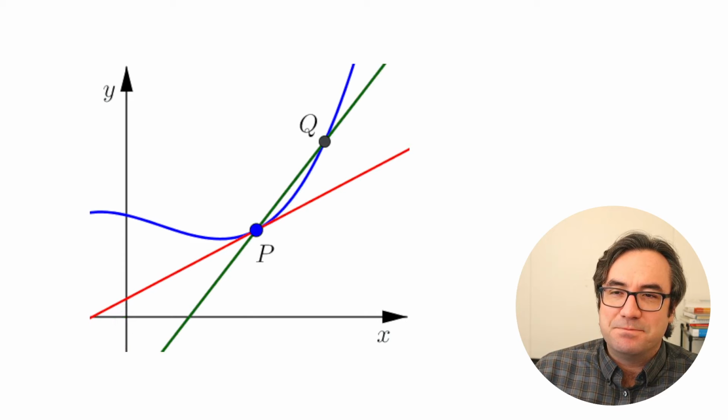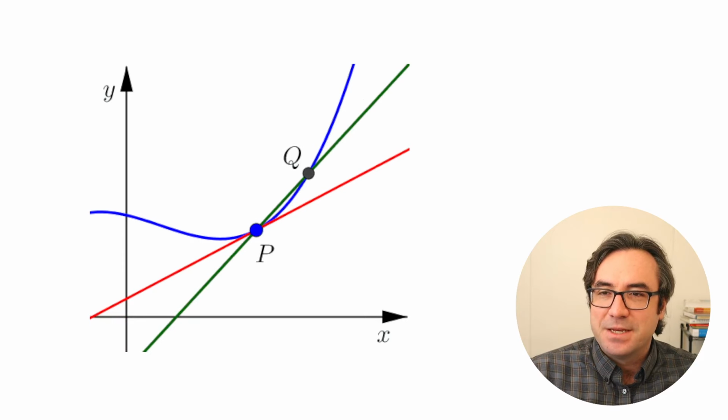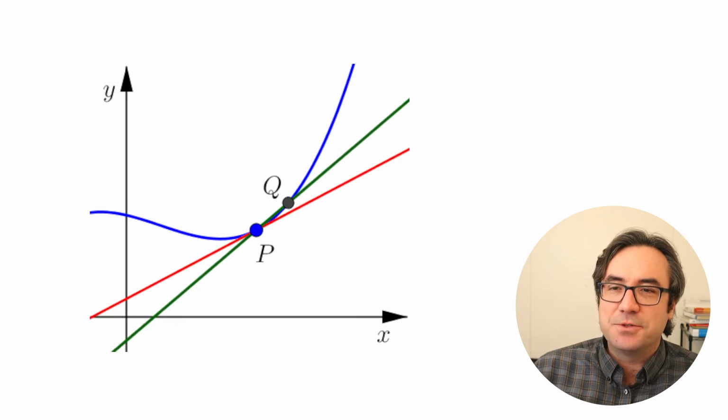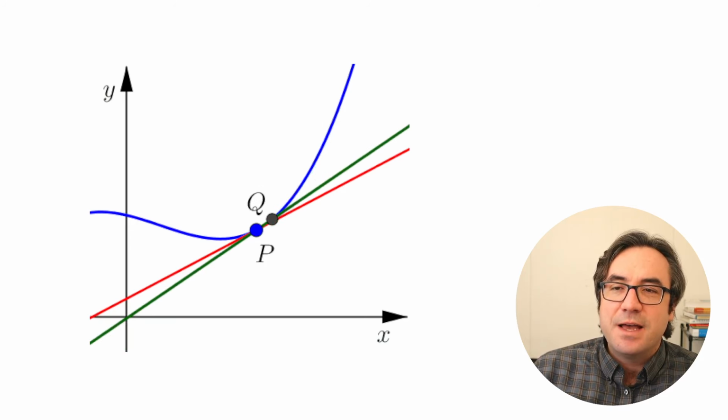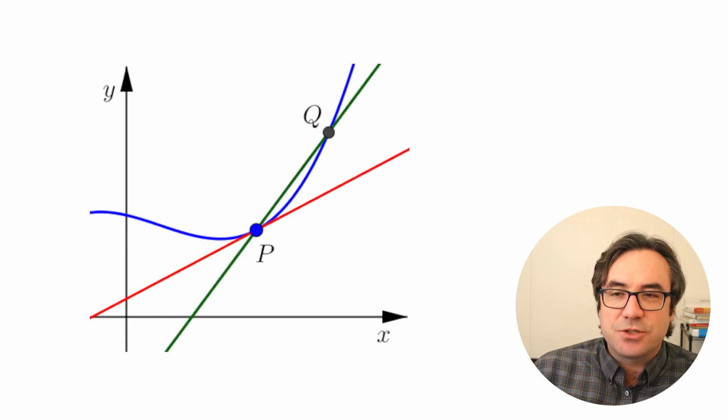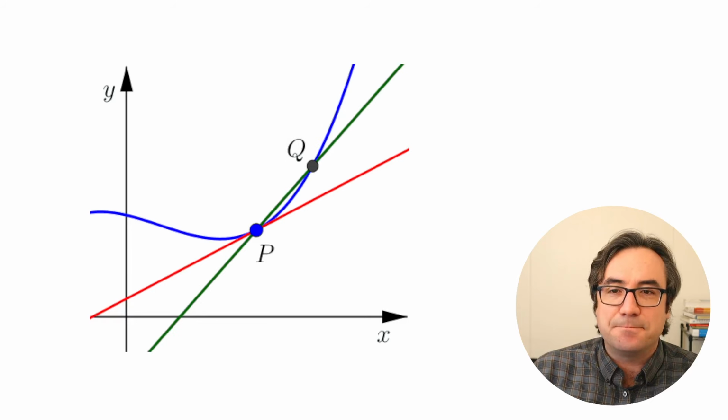There we go. Look at that. Getting closer and closer, point Q is just sliding along the curve, and once it reaches its logical conclusion, we have our tangent line.